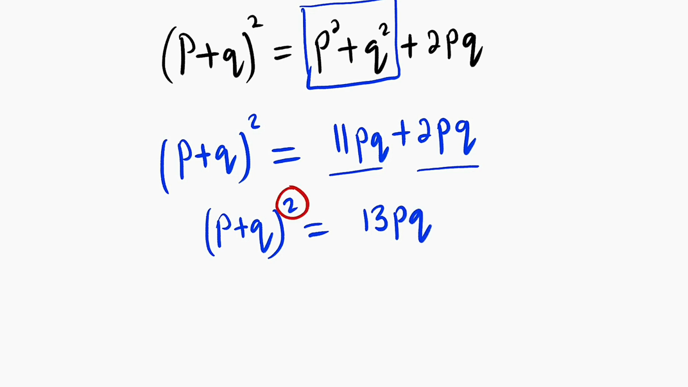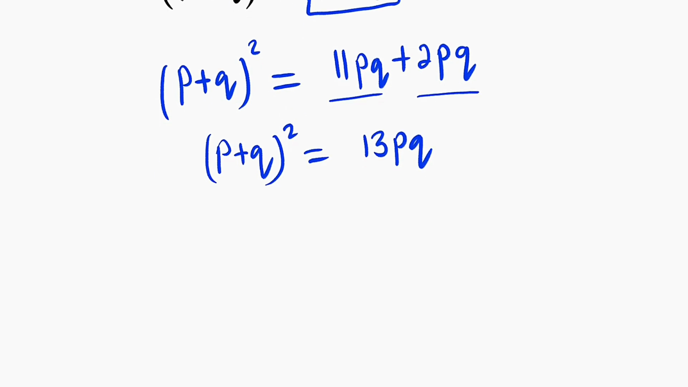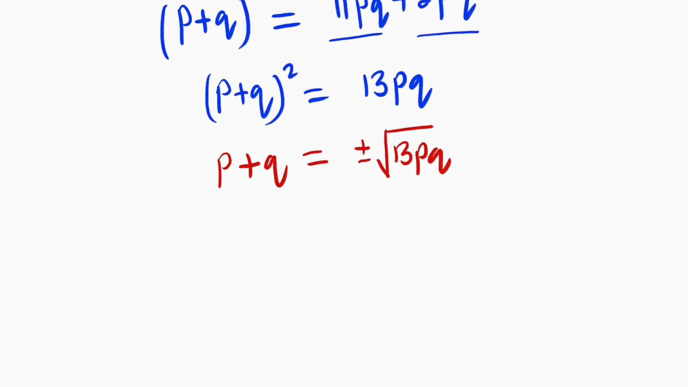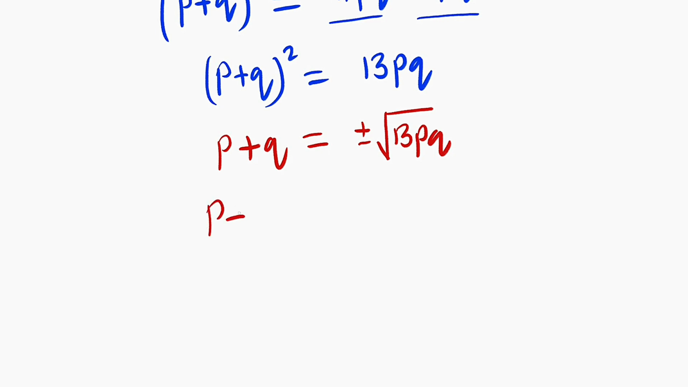Now, to get rid of this power of 2, we can take the square root of both sides. If you take the square root of the left-hand side, you will be left with p plus q. If you take the square root of the right-hand side, we have plus or minus the square root of 13pq. And remember that we are going to introduce a logarithm. Therefore, we only need the positive value. So p plus q will be equal to square root of 13 multiplied by square root of pq.